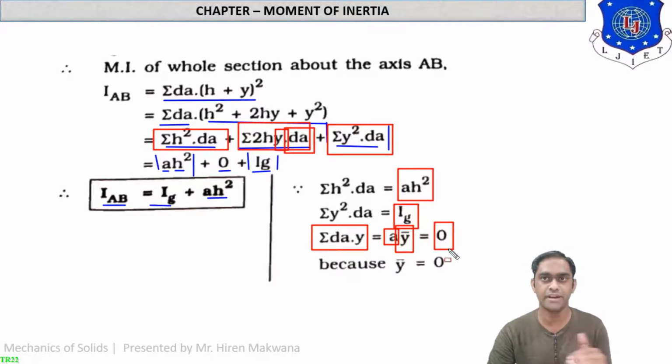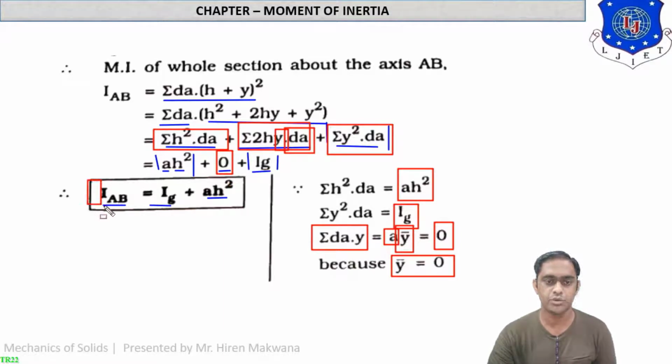Actually this is a very tough concept. If you are facing difficulty in this, you can contact me personally, because y bar equal to 0 makes the middle term 0. Actually you will not surely get this y bar equal to 0 via this method, so you can contact me for queries. So now finally just remember this, IAB equal to Ig plus AH square. This is known as the parallel axis theorem. This is a very important theory, and has been asked in the exam approximately 5 to 10 times.